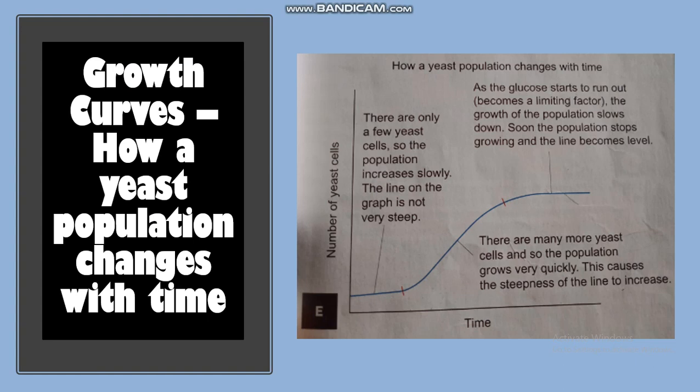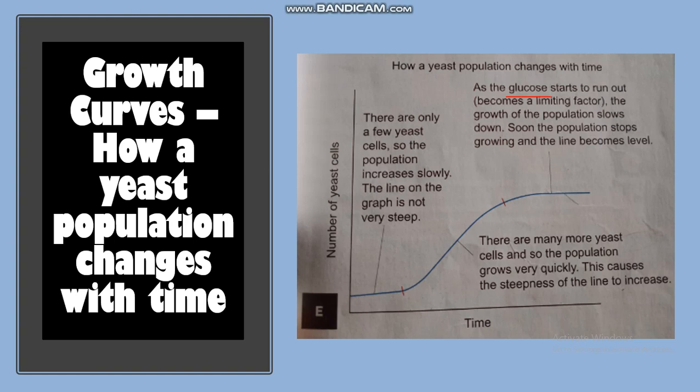Students, do you remember the earlier image I showed you of how a yeast cell performs budding? This graph explains how a yeast cell increases in number with time. Yeast cell requires glucose or sugars to perform reproduction. This glucose helps it to grow and increase in number.